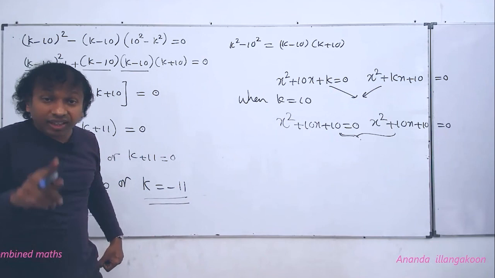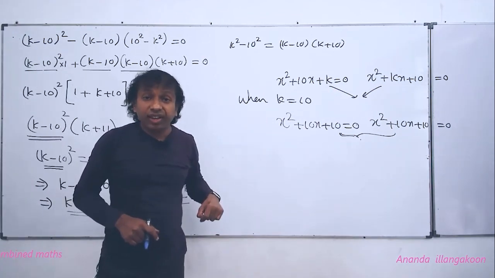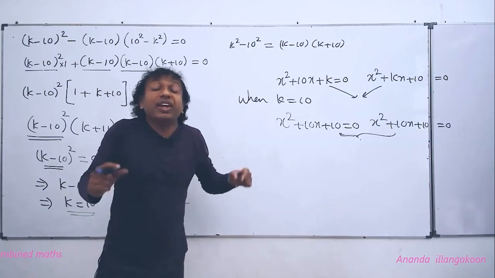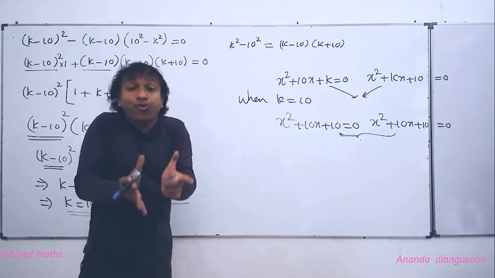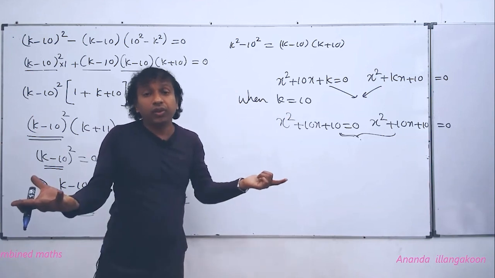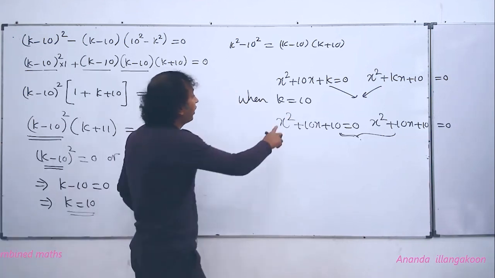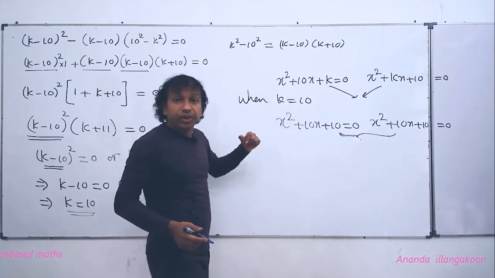Understood? In that marking scheme, in that year, they accepted both answers of K, 10 and minus 11, but K equals 10, people, is not true. Why? When K equals 10, both equations will be only one equation. For only one equation, asking to find a common root has no meaning. So when K equals 10, these two equations become the same. Therefore, K equals 10 is impossible.